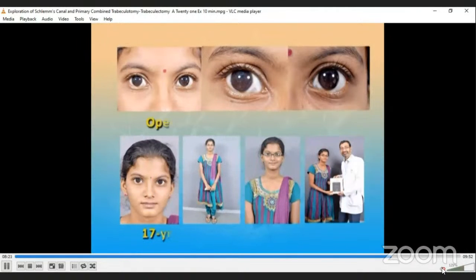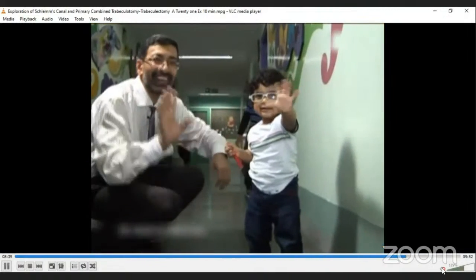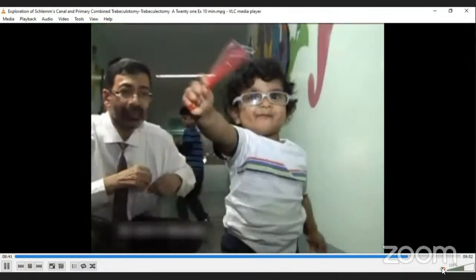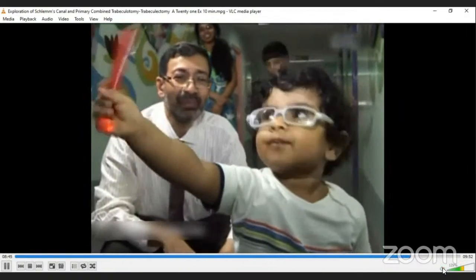This is the child on whom the surgical technique was performed. 17 days. This child completed about 25 years of follow-up, did a pharmacy degree, and is doing her job. She continues to come for regular follow-up. Just see, this child was operated for congenital glaucoma. Just observe the behavior of the child.